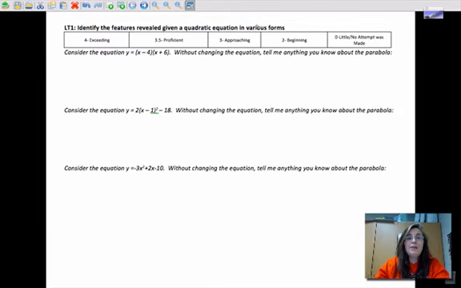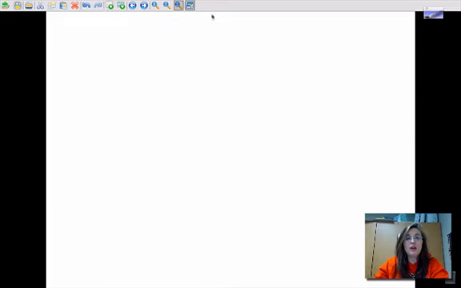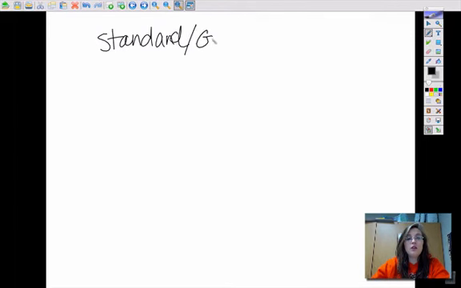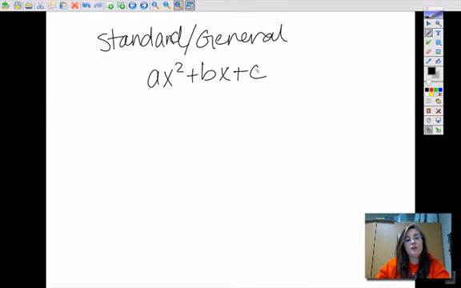All right, so we want to talk about what features are revealed in all of the various forms of a quadratic equation. So first, let's just review quickly the three forms, okay? We've got either, it's called standard, or general form. And that's where you have it in the ax squared plus bx plus c, okay? In this one, you look here at C for the y-intercept, okay? So it's either going to be at that positive, or if it's a minus C or a plus a negative C, it's going to be at that negative spot on the y-axis.